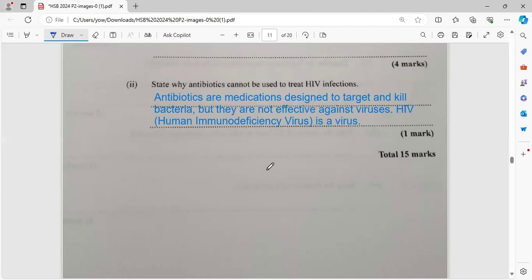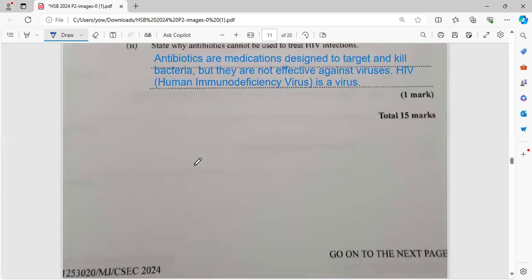So yes, I got a little bit tongue-tied there. All right, it's late, but I want to satisfy your curiosity, guys. So let's go. If you had made that point, you would have been correct. Stating that HIV is a virus and antibiotics are only designed to target and kill bacteria, you will be fine, guys. One mark for that.